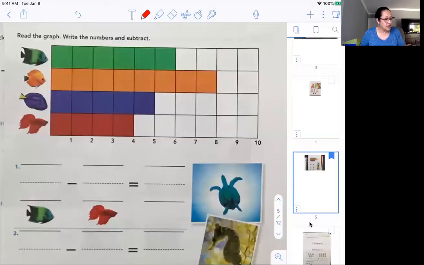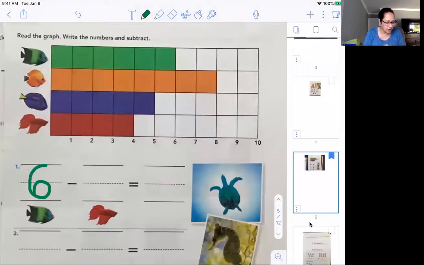Okay, so let's see. We have the green fish. Now look down here. They want you to count how many of those squares. That means each square represents 1 green fish. So let's count how many. 1, 2, 3, 4, 5, 6. How many? 6. So you're going to write a 6 down here. Let's go ahead and do it this way. So there's 6 green fish, okay? I'm going to use 6 green.